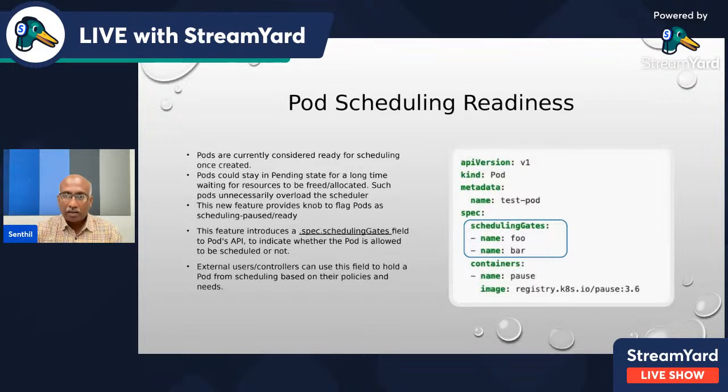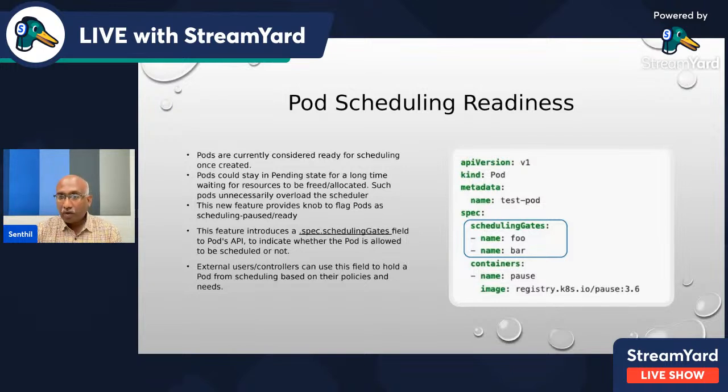So as long as the scheduling gate section has some entry, in this case it has two entries, right? As long as it has entries, the scheduler will not pick up this pod. So it means the pod is not ready for scheduling. Only when external users or controllers remove the list of key value pairs present in this section, only then will the scheduler pick up this pod and do the scheduling.